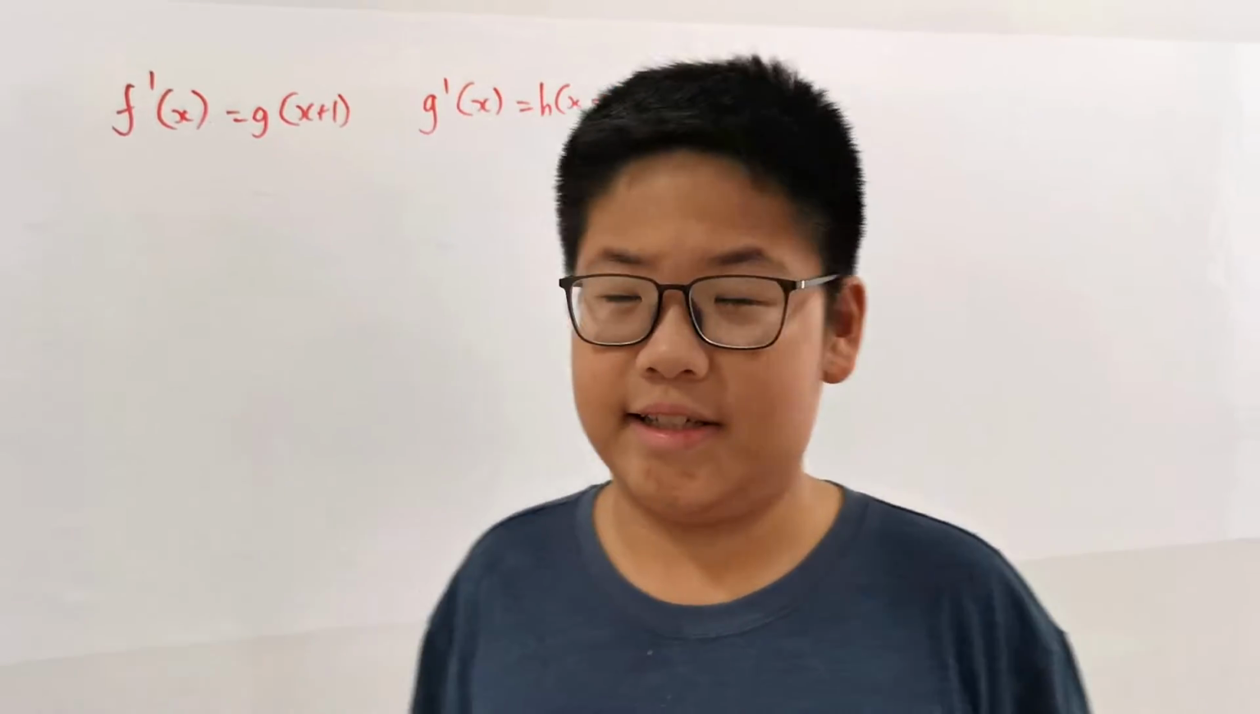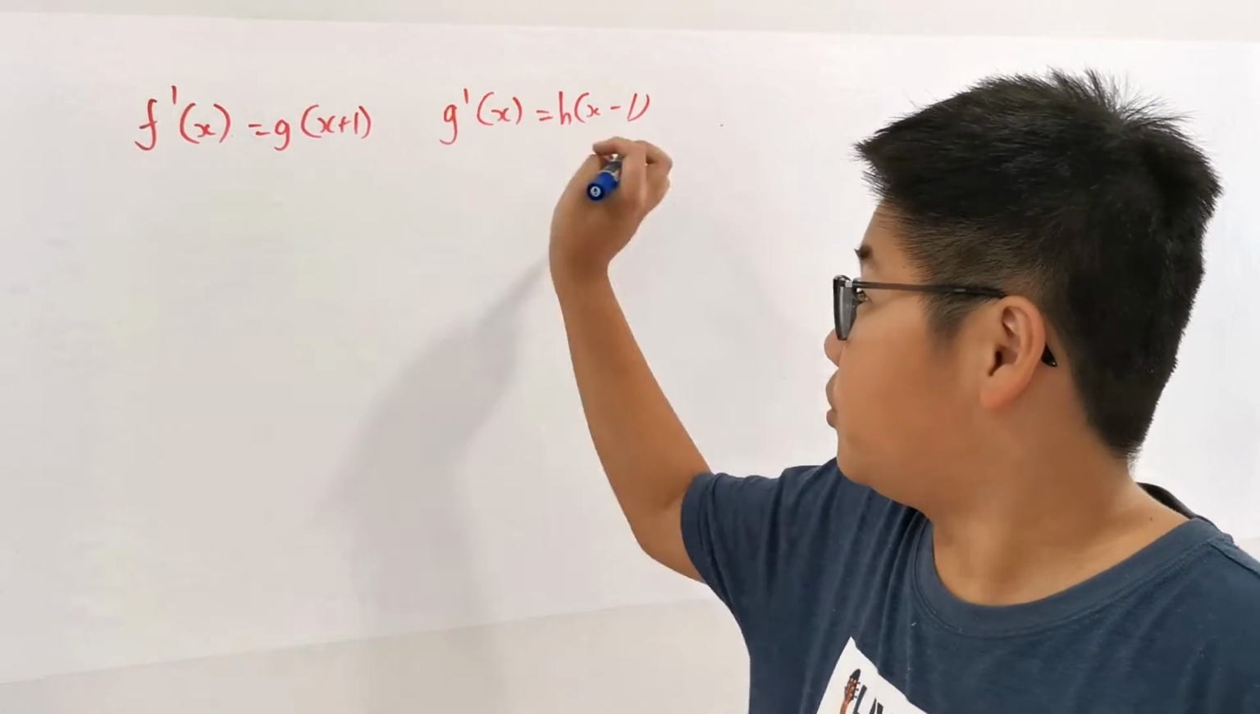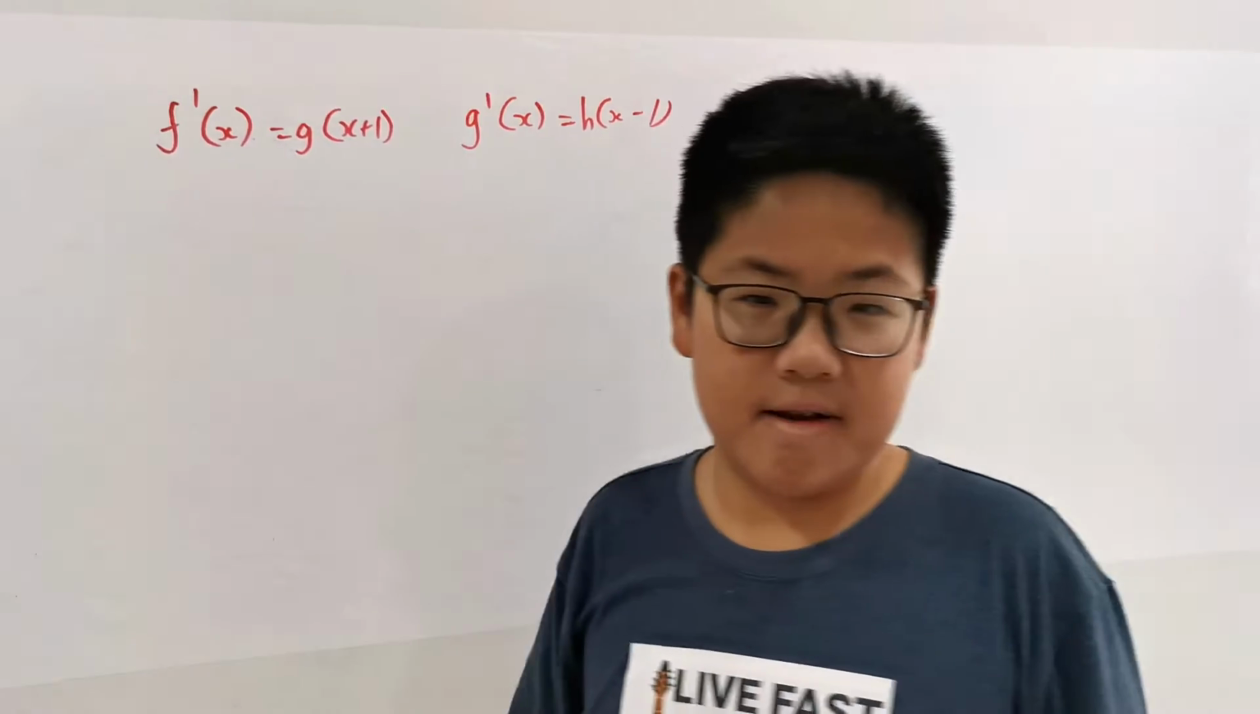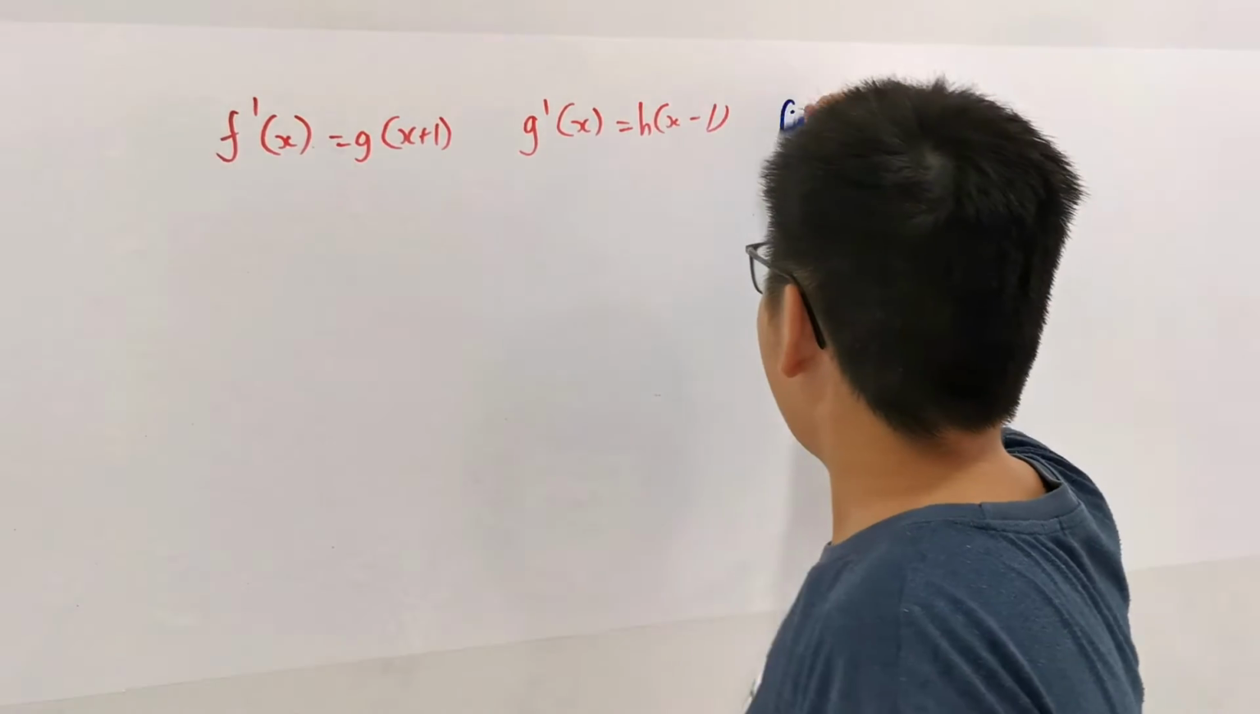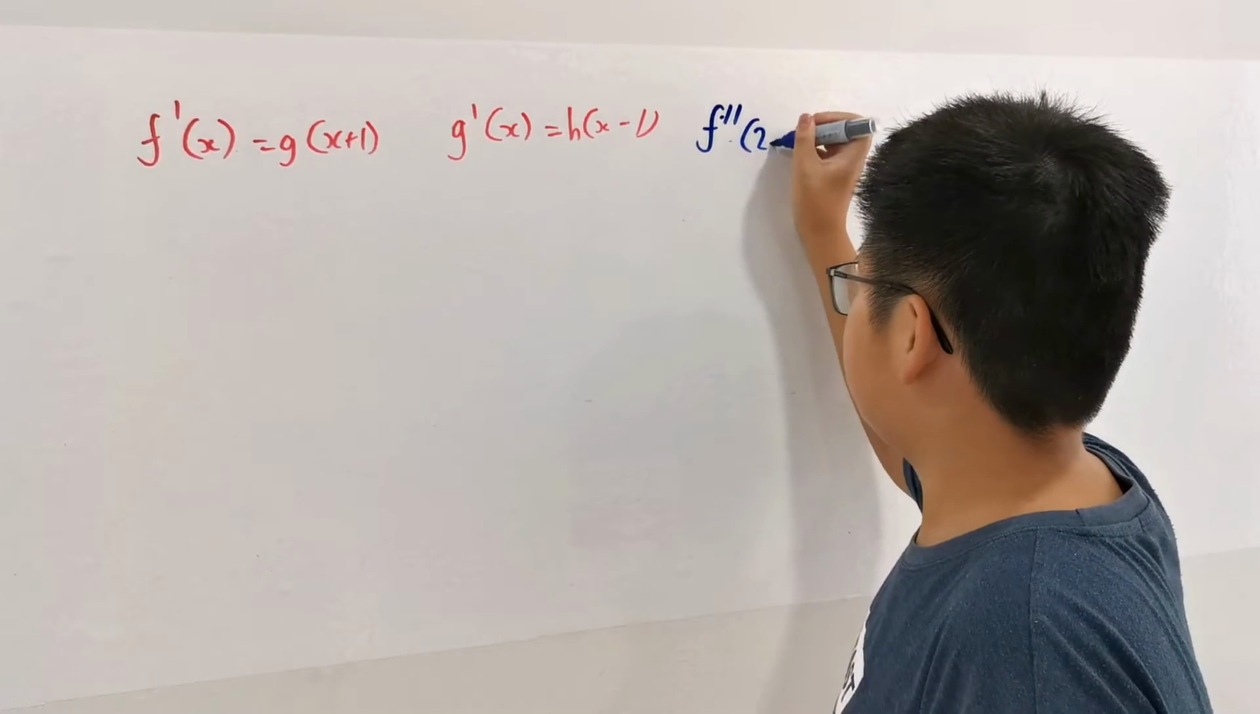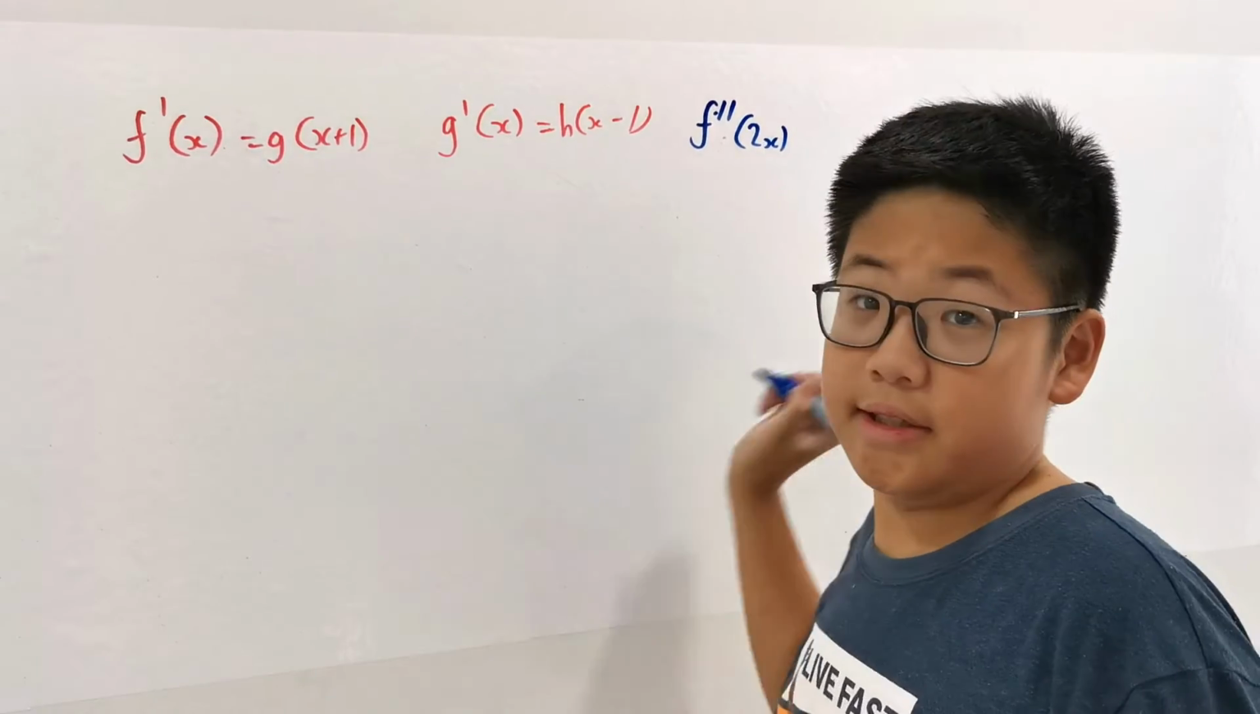Today we will solve question 1C of MAT Oxford 2013. We have these two statements about three functions. Find f prime prime 2x. How do we do this?